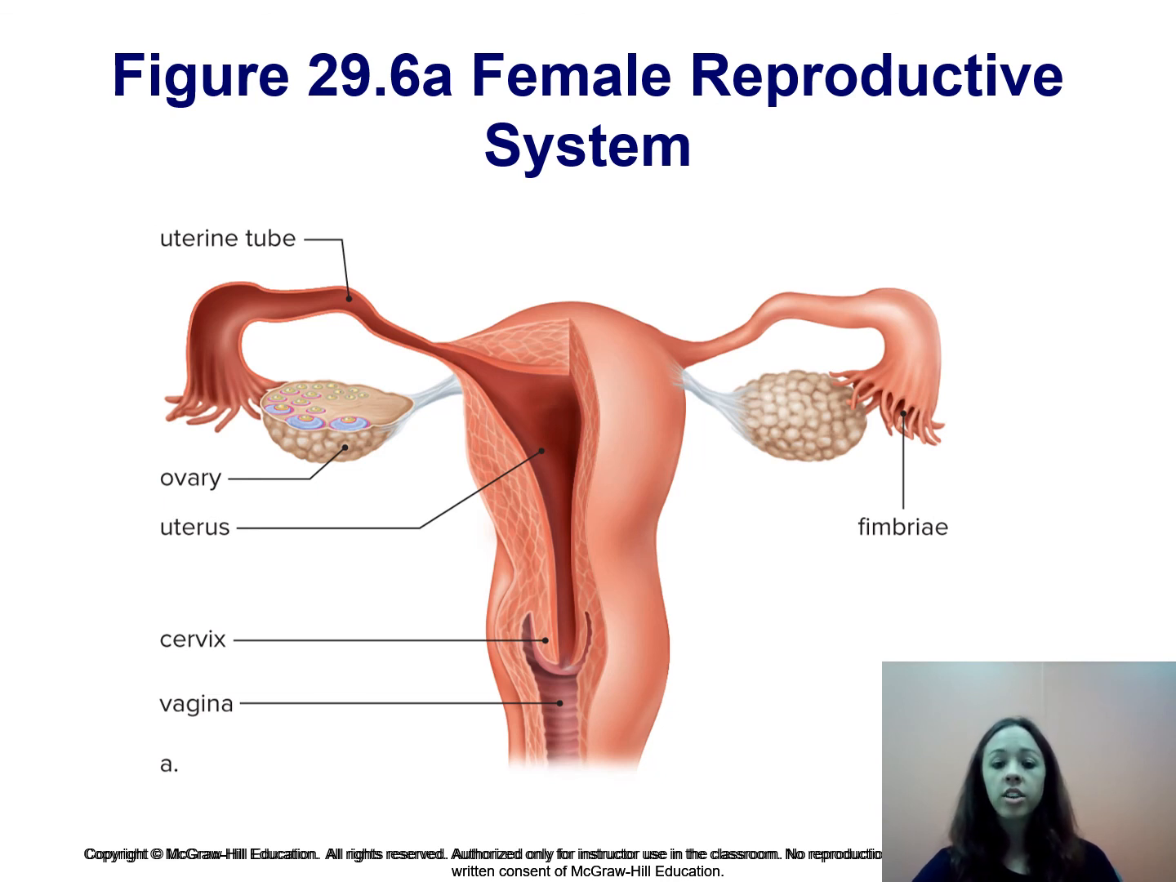The oocyte, or the egg, will then move into the uterus. The narrow end of the uterus is called the cervix. The cervix remains closed during pregnancy so that the baby will stay inside the uterus and fully develop. When the baby is ready to come, the cervix dilates so that the baby can come out into the vagina.